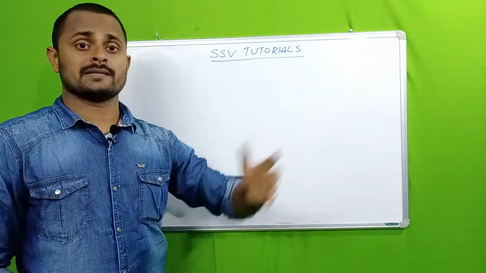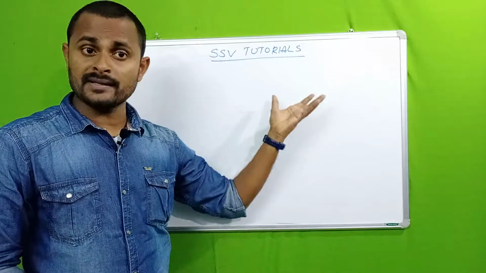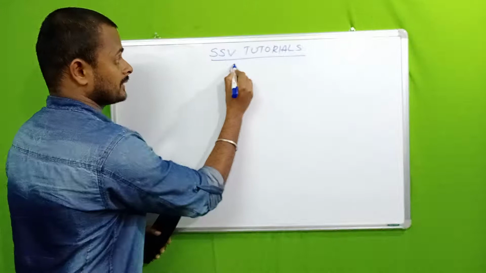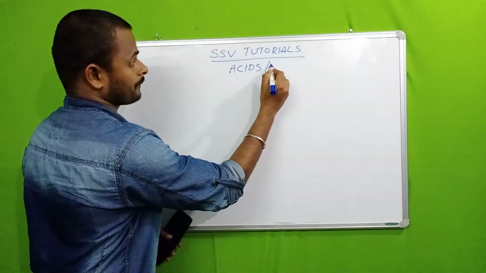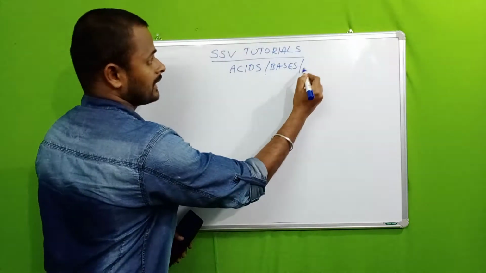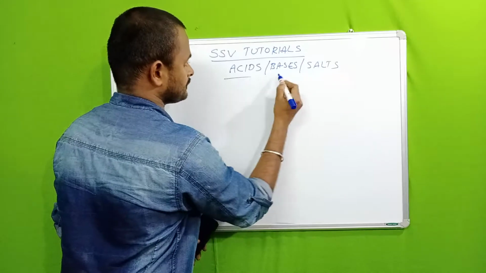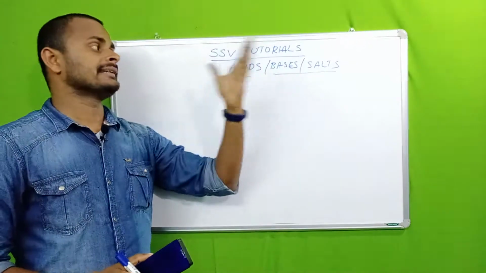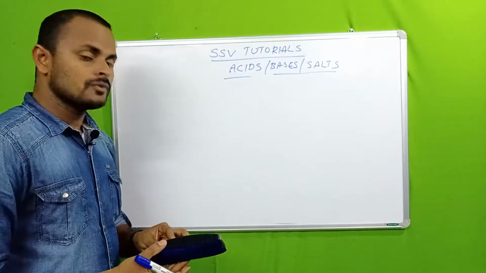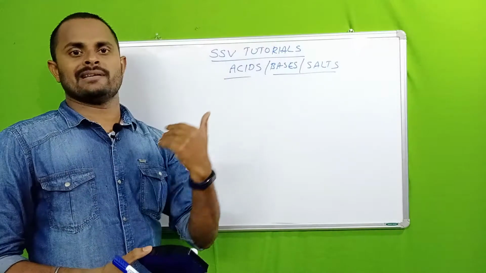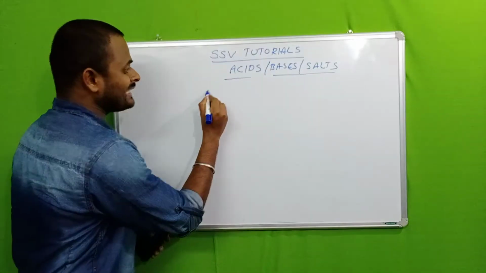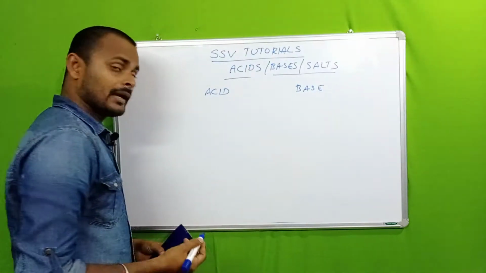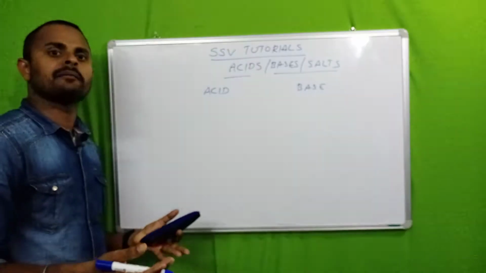So in the previous classes of 10th class, we discussed the topics about heat. Today we are discussing the second chapter, that is acids, bases and salts. This is also a very important chapter in 10th class. First, let us recollect our knowledge from the previous classes. What is an acid, what is a base, and what are the properties of acids and bases?